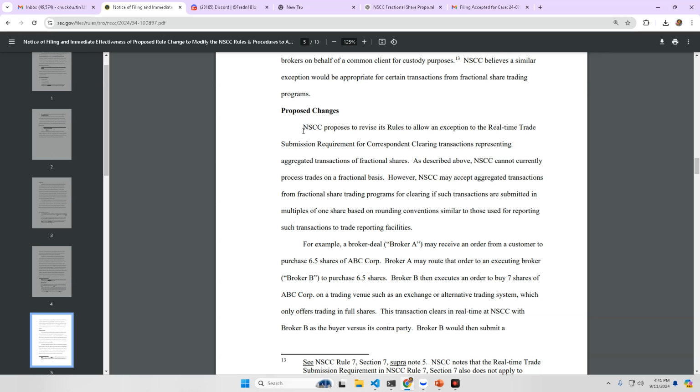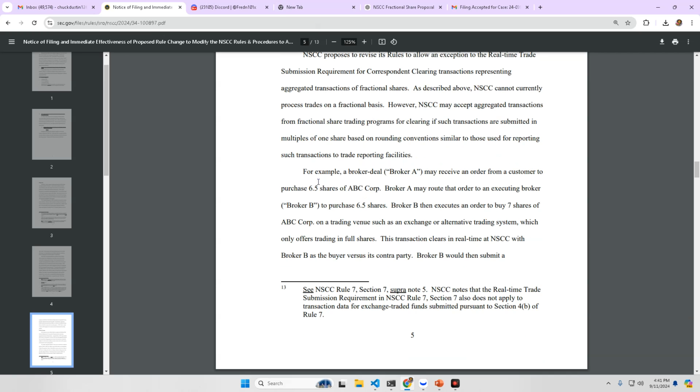What they're going to do is revise the rules to allow an exception to this real-time trade submission requirement for correspondent clearing transactions representing aggregated transactions of fractional shares. In an example, a broker-dealer, we'll call it broker A, may receive an order from a customer to purchase 6.5 shares of, let's say, AMC. Broker A may route that order to an executing broker, let's call it broker B, to purchase 6.5 shares. Broker B then executes an order to buy 7 shares of ABC Corp, or in this example, AMC.